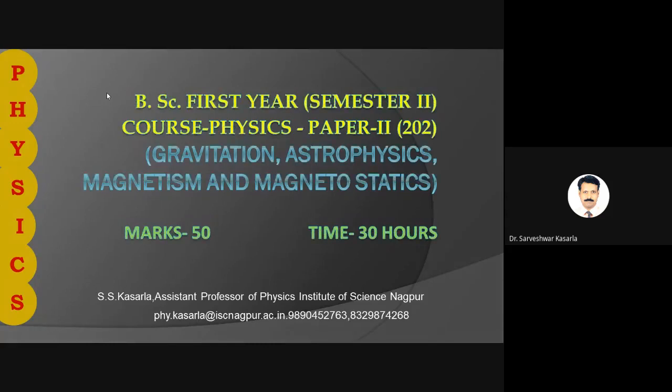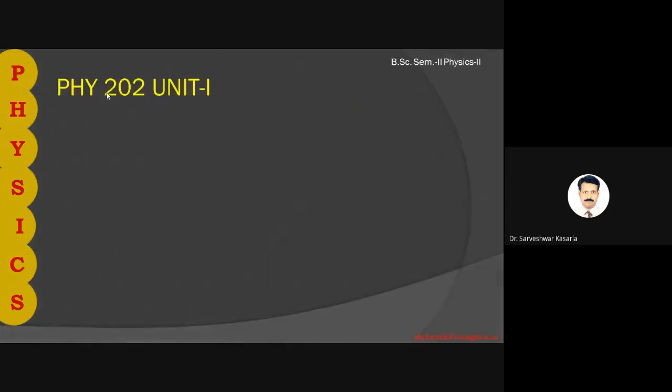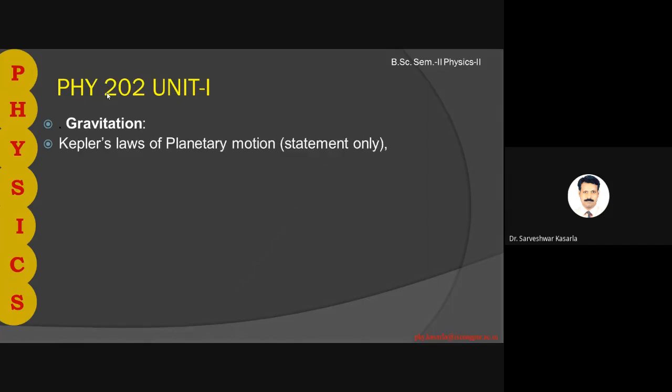So this is the title of our paper 2, Gravitational Astrophysics, Magnetism and Magnetostatistics for this semester. So the syllabus of Unit 1, that is what we are going to see.